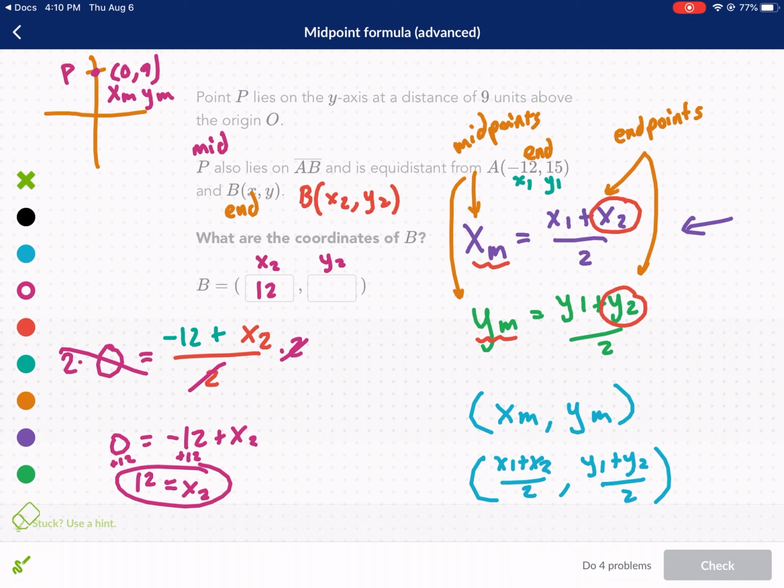Let's go ahead and do that in green. Actually, we'll just use the same color. So our ym right here was equal to 9, equals, and our y1 was this guy right here, which is 15. So we say 15, and then we add y2. We don't know what that is, but we know it's the other y value for B. And we divide that by 2. We're going to multiply both sides by 2.